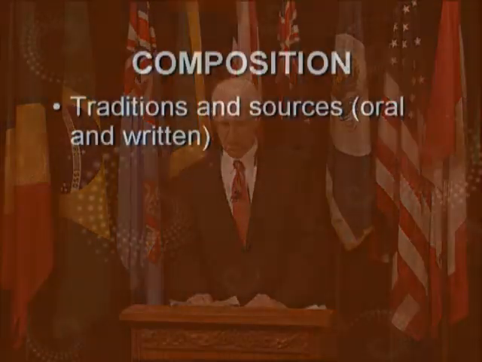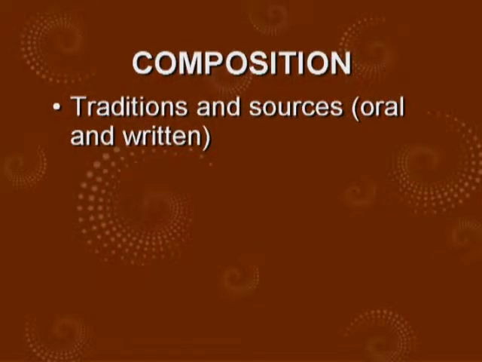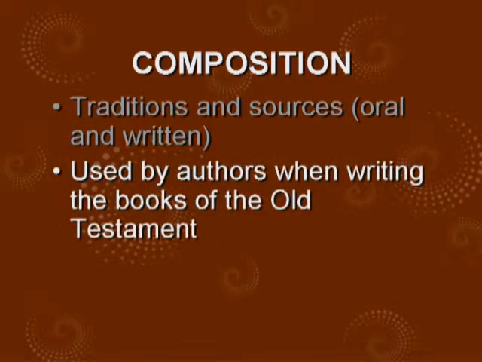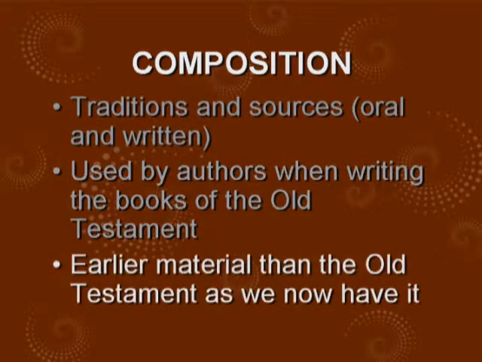Some brief comments about the composition and dating of the Old Testament will be useful for this study. Before the Old Testament was written, a number of different traditions and sources, some oral, others in writing, had developed and were in circulation. The authors used material from these traditions and sources when they wrote the various books of the Old Testament. The Old Testament in many places thus includes earlier material that originated and circulated in ancient Israel before the Old Testament, as we now have it, was written.